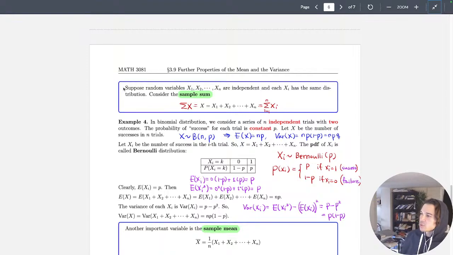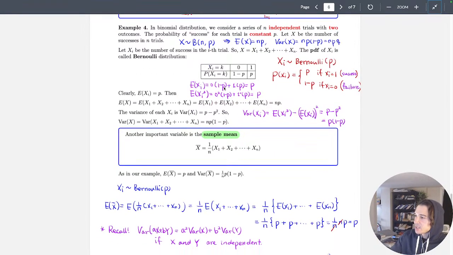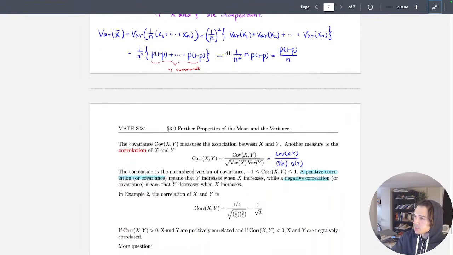Suppose random variables x1, x2 to xn are independent and each xi has the same distribution. Consider the sample sum, which is the sum of the xi's. Just add up all the xi's, and the sample mean is x bar, which is the sample sum over n. So x1 plus x2 all the way to xn, divided by n. Simple stuff.